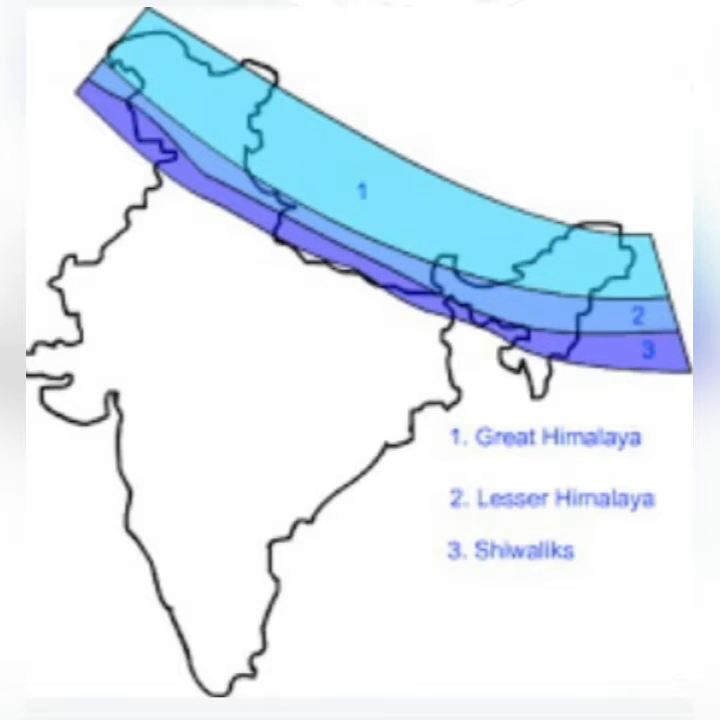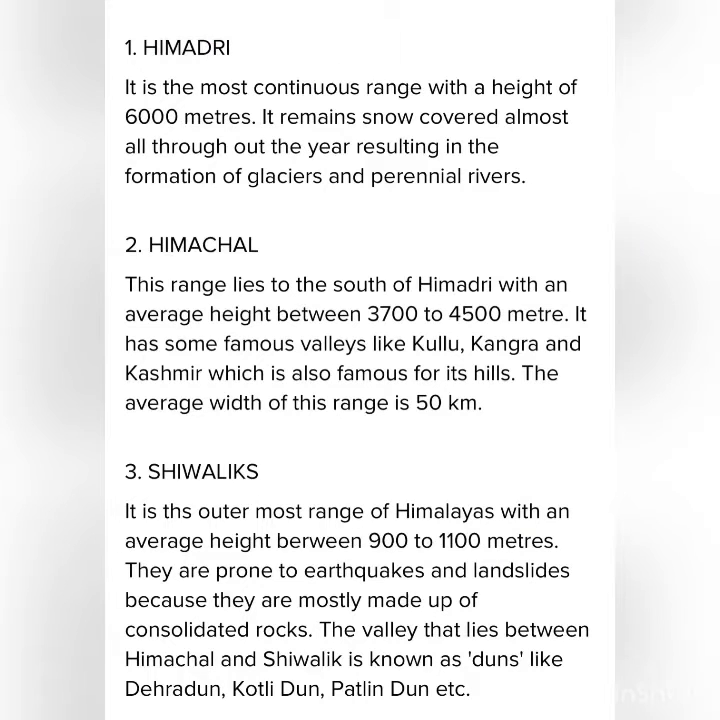Next is Middle Himalayas, which are also known as Lesser Himalayas or Himachal. And the last Himalayan range is known as Shivaliks. Now, children, let me explain you a little about the Himalayan ranges. The very first is Himadri or Greater Himalayas.